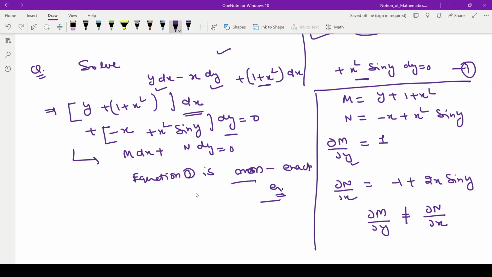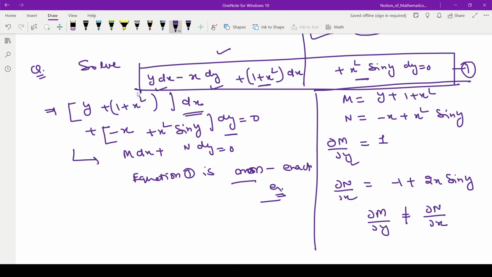Now if this is a non-exact equation, what is the process of solving it further? Now I will try to solve this equation by the inspection method. As I told you, there are a few methods of finding an integrating factor to solve a non-exact equation, and the first method is the inspection method.